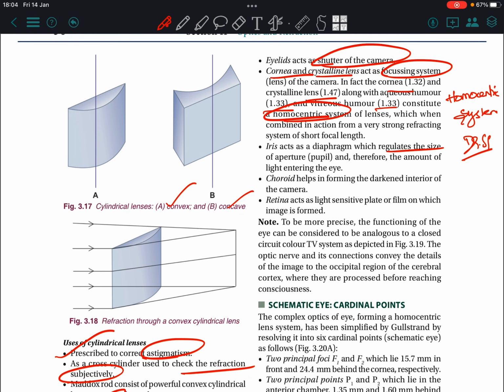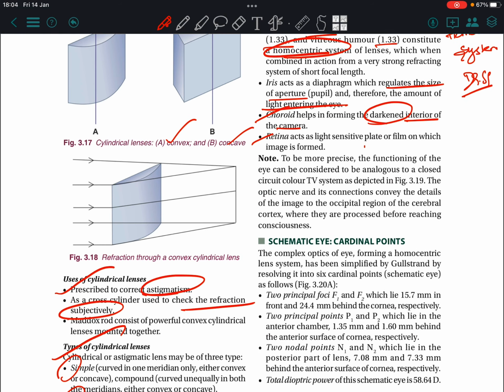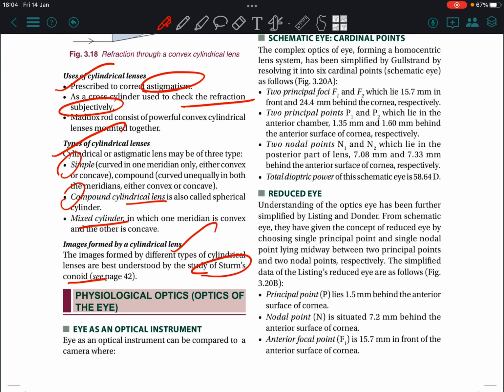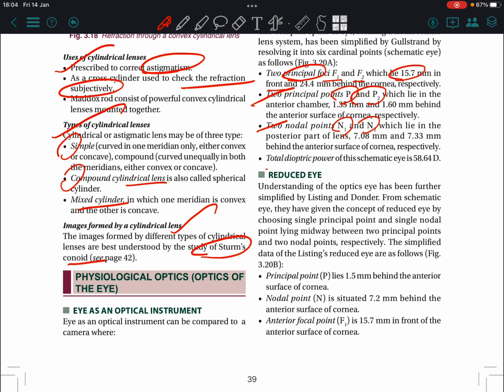Iris acts as a diaphragm which regulates the size of the aperture and therefore the amount of light entering. Choroid helps in forming the darkened interior of the camera. Retina acts as a light sensitive plate or film. Schematic eye cardinal points: two principal foci F1 and F2, which lie 15.7 mm in front and behind, two principal points P1 and P2, two nodal points N1 and N2. Total dioptric power of the schematic eye is 58.64 diopters.